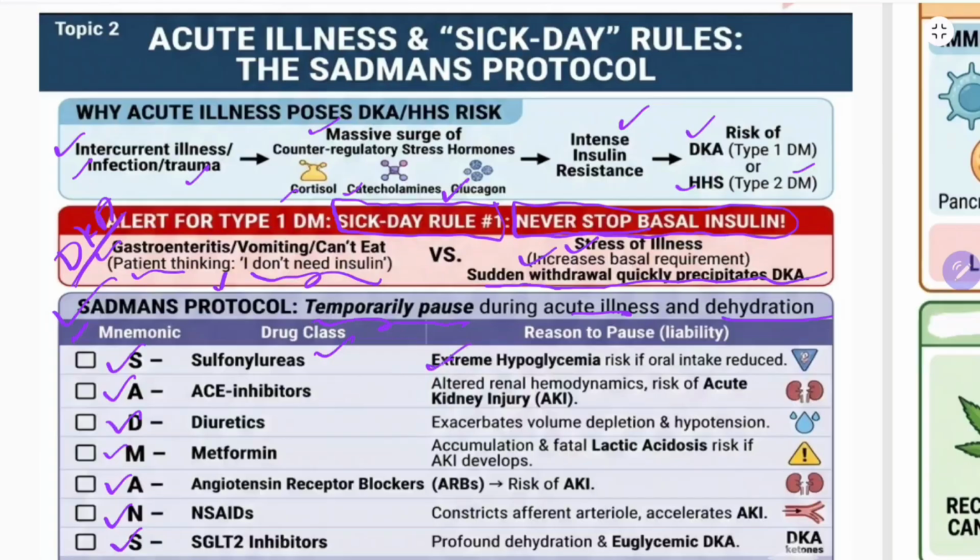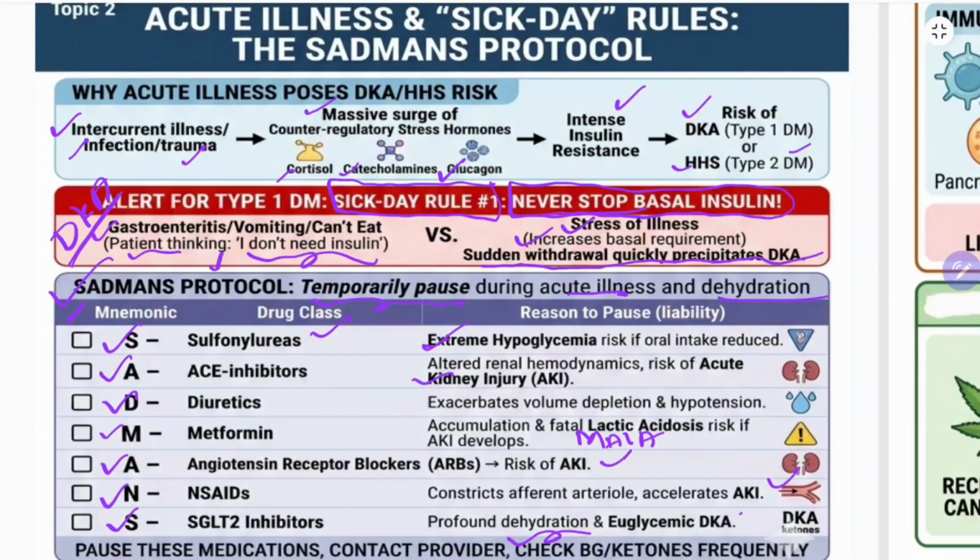So sulfonylureas can cause hypoglycemia, ACE inhibitors can cause acute kidney injury, diuretics can cause volume depletion and hypotension, metformin can cause MALA. What is MALA? Metformin-associated lactic acidosis. Okay. Again, ARBs can cause AKI, NSAIDs can also cause AKI, SGLT2 inhibitors can cause dehydration and euglycemic diabetic ketoacidosis. So pause these medications and contact the provider.